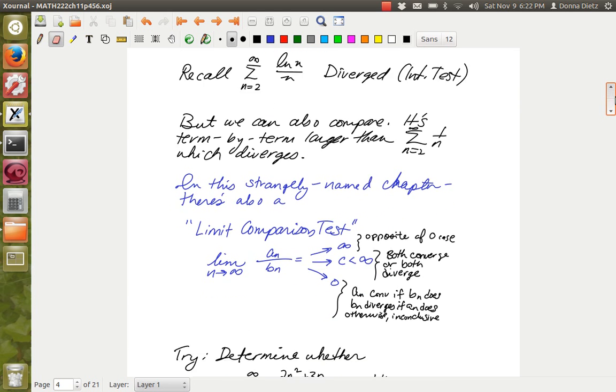Next thing to recall, the divergent series. We recall that natural log of n over n diverged, and we could use the integral test to do that. But we could also compare, term by term. Notice that it is larger than 1 over n.